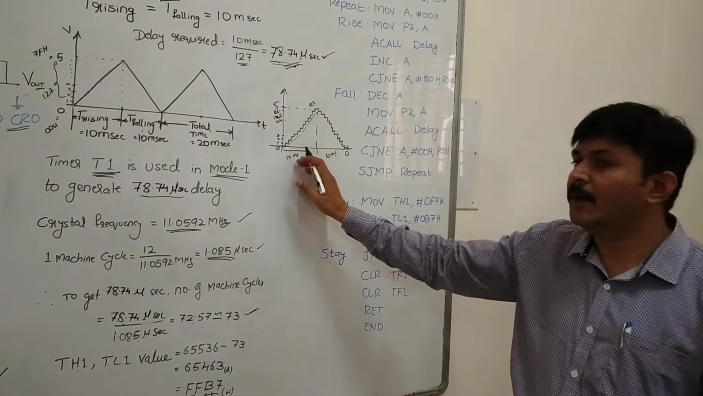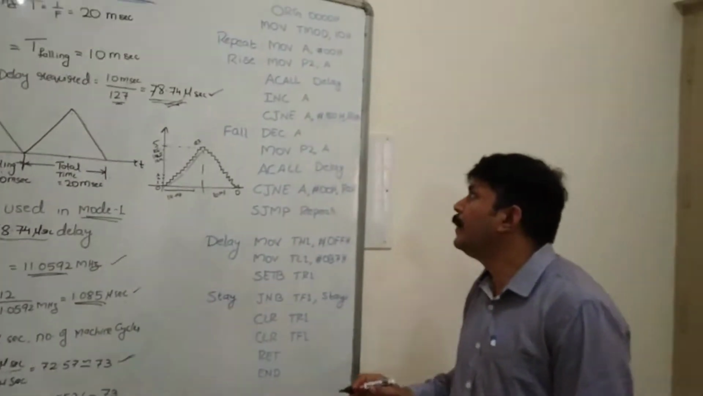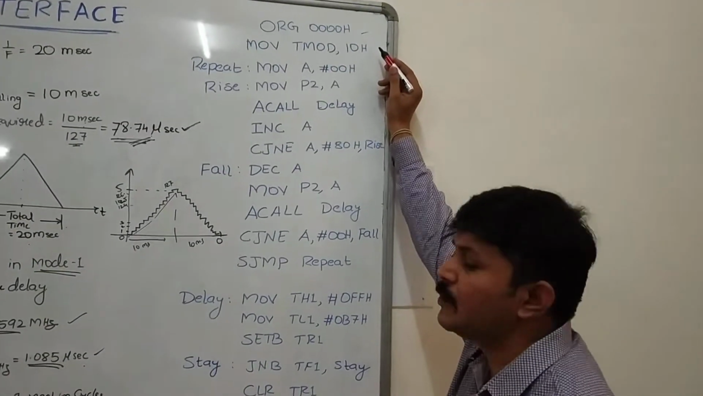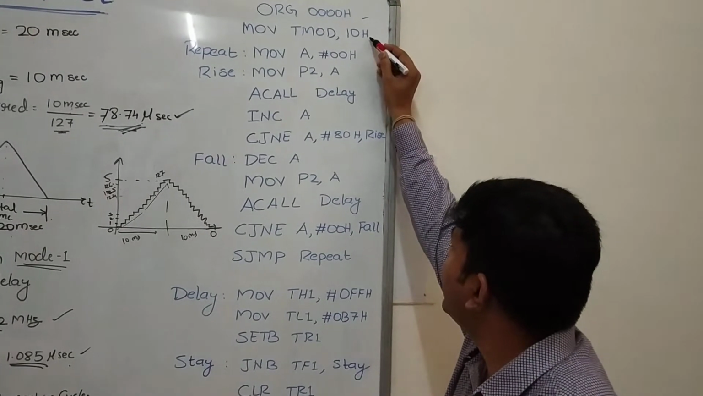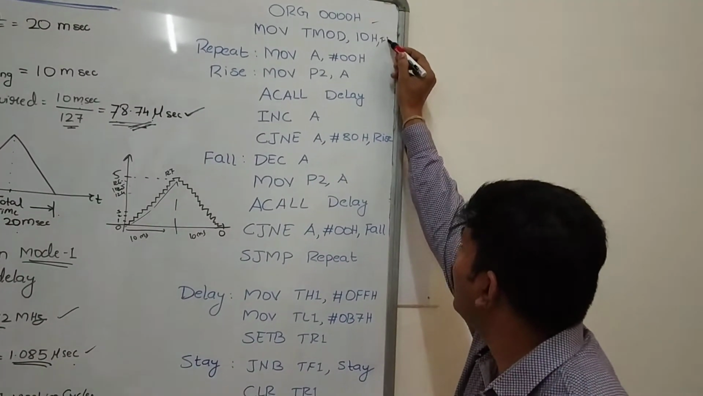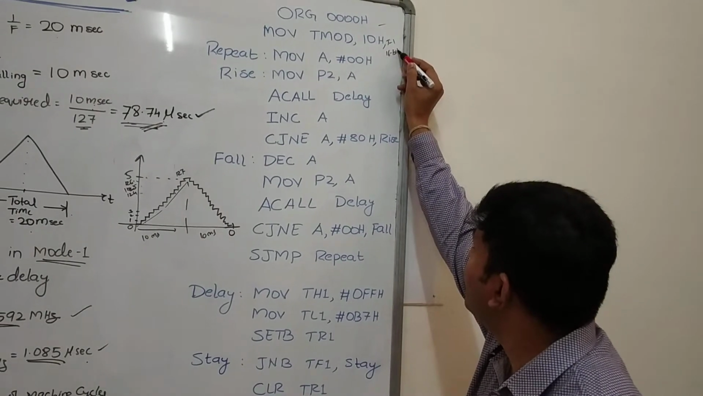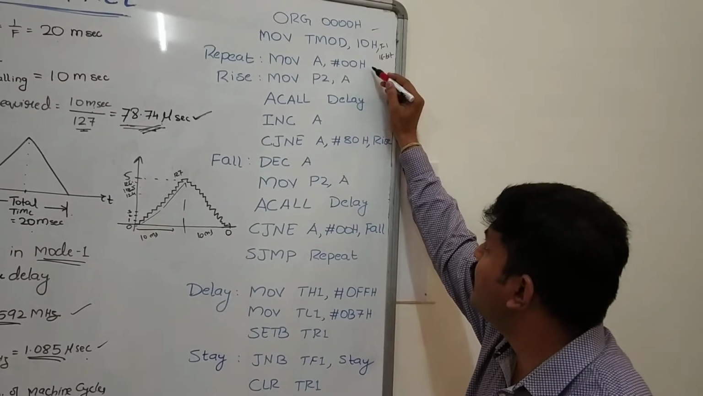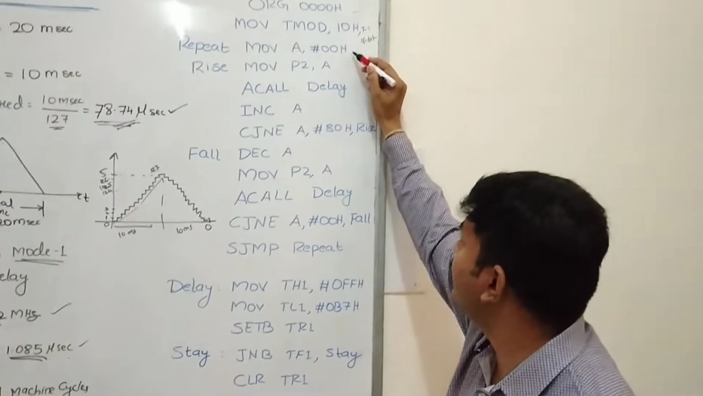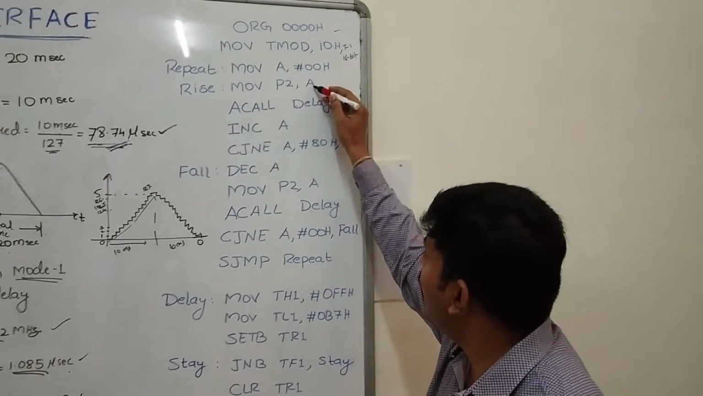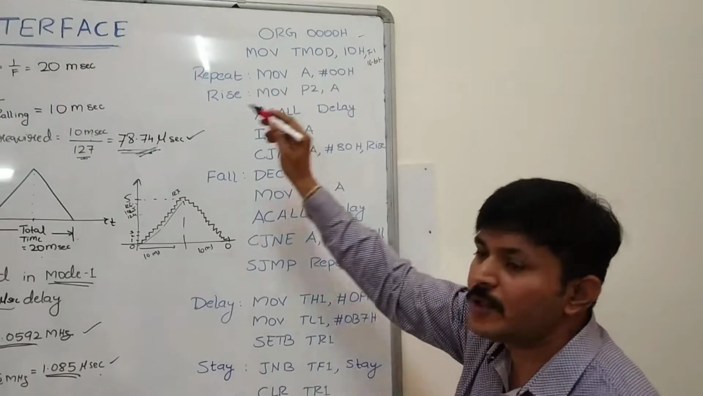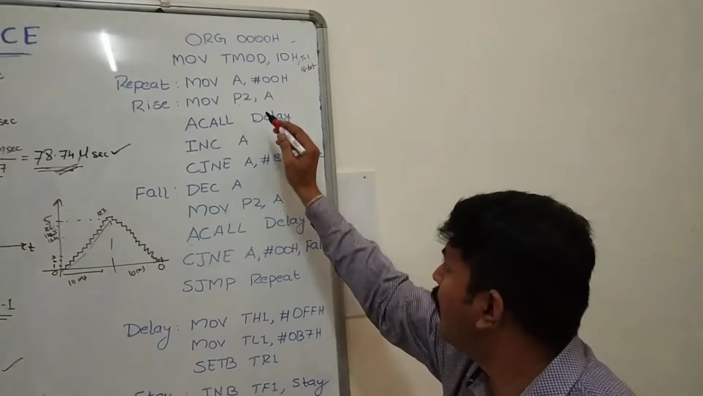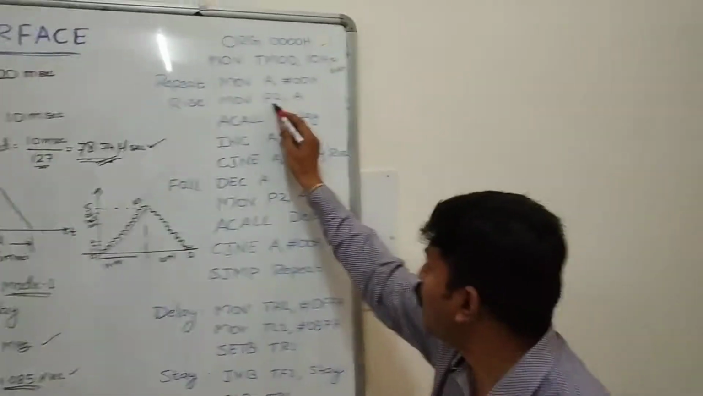Okay, now coming to the program. See here, I'll start the program at the origin memory location 000H. TMOD is loaded with 10H. It means that I am selecting timer 1 as a 16-bit timer. Next, move the accumulator contents with 00. This is the first voltage level. Then I transfer the accumulator contents to port 2. Port 2 is what I have used to interface the 8051 to my DAC IC. So I am sending the accumulator values to port 2.